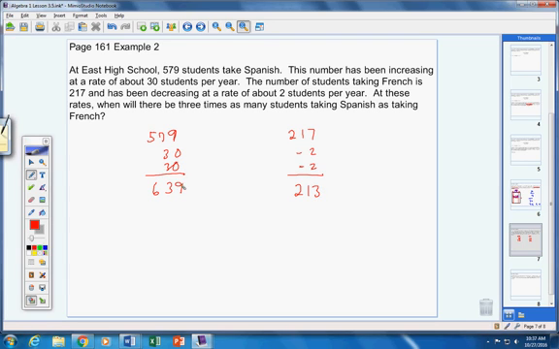Is this number here 3 times bigger than this number here? Let's see. Yes, it is. 639. So my answer is correct. 2 years. Pretty good, guys.